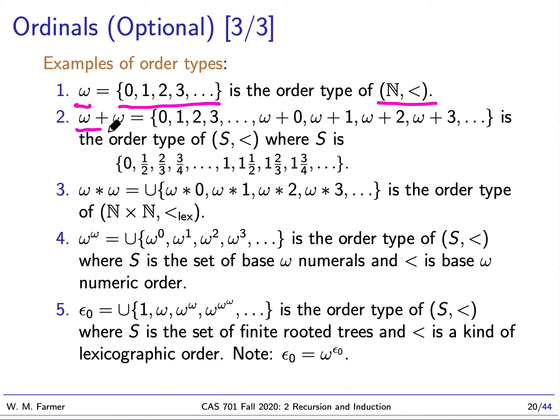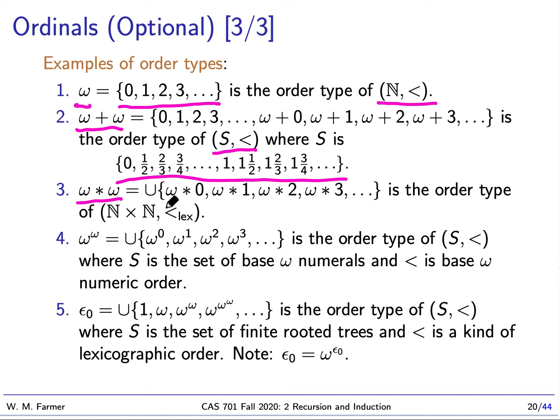If we have omega plus omega, that's the ordinals we have 0, 1, 2, 3, and so forth. Then we have omega plus 0, omega plus 1, omega plus 2, omega plus 3, and so forth. This is the order type of S with less than, where we have the rational numbers like this. We have 0, 1/2, 2/3, 3/4, all of those. And then after those, we have 1, 1 1/2, 1 2/3, 1 3/4, and all of those. So that's the order type omega plus omega.